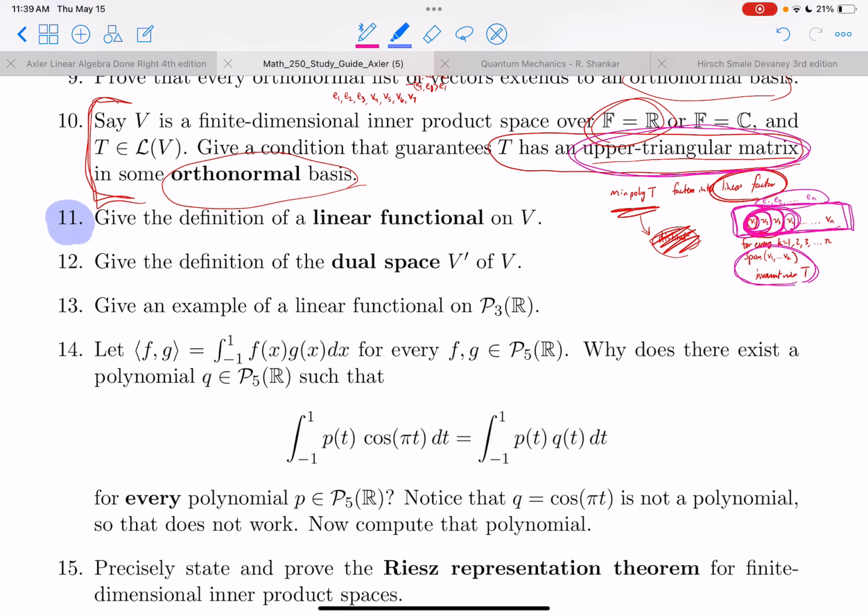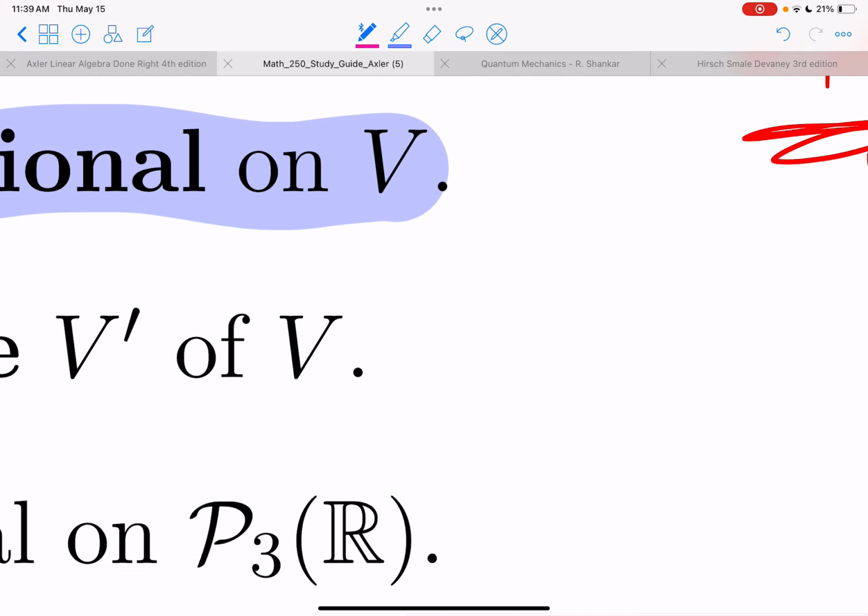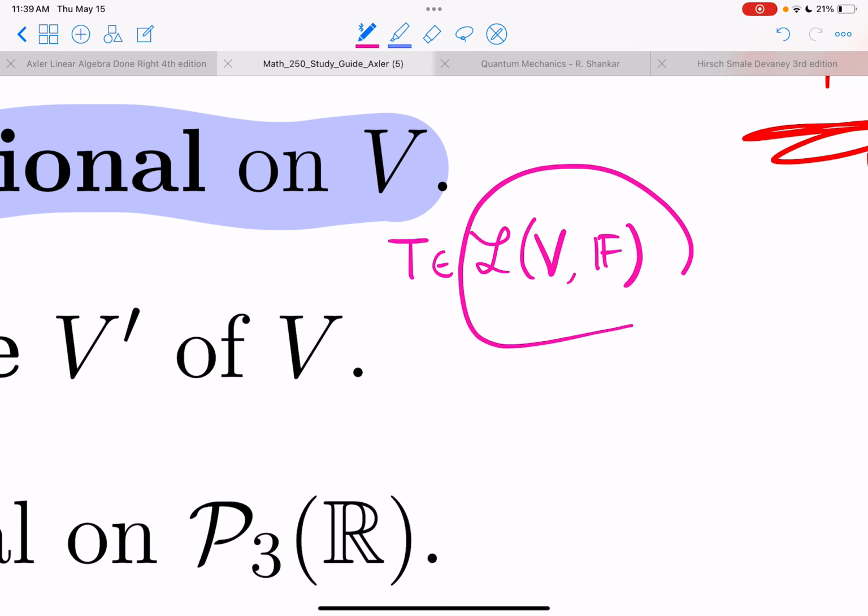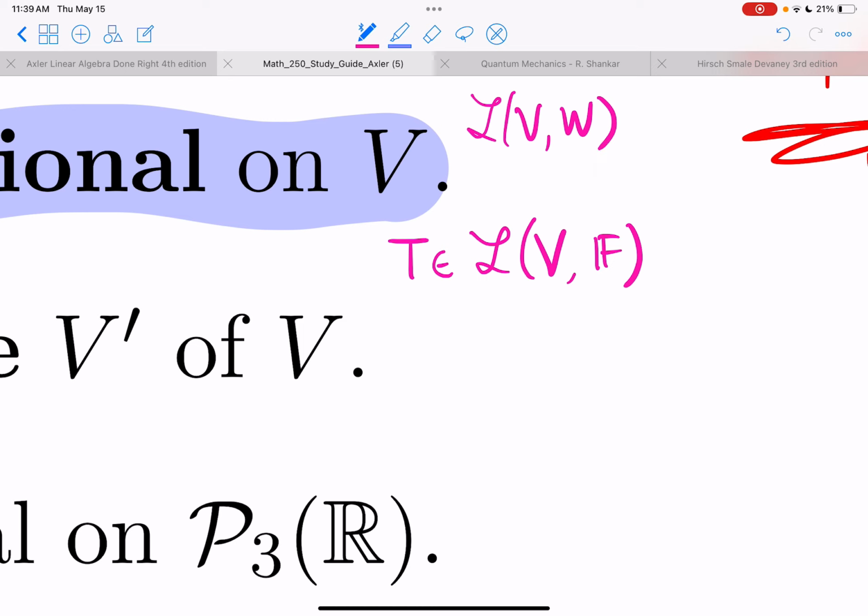All right, you should know this one. Quiz yourself on it. A linear functional is just an operator. No, sorry, it's not an operator. It's a linear map from V to F. Okay, these are special. Remember in chapter 3, we looked at linear maps from V to W. And then in chapter 5, we looked at linear maps from V to V. So we took the special case where W equals V.